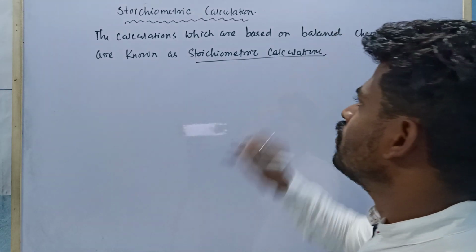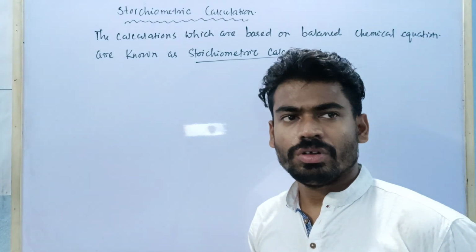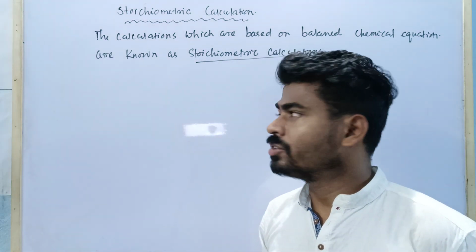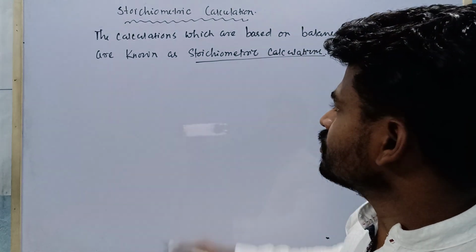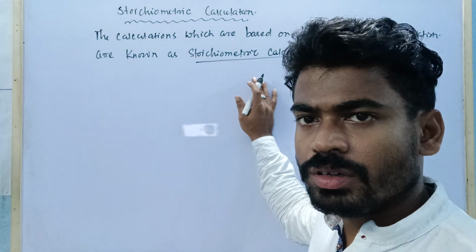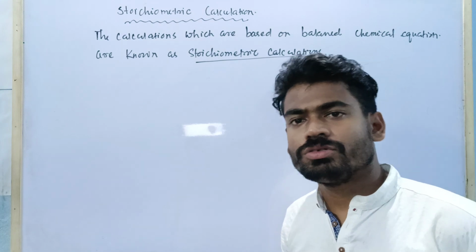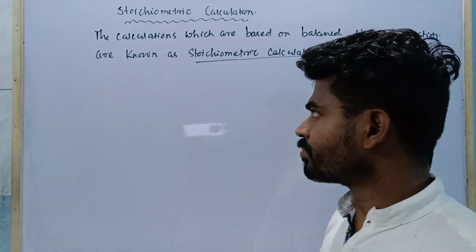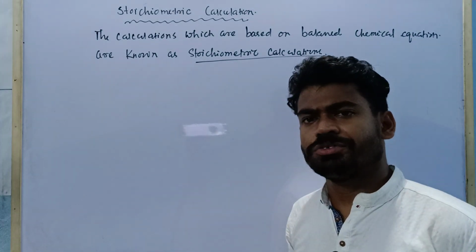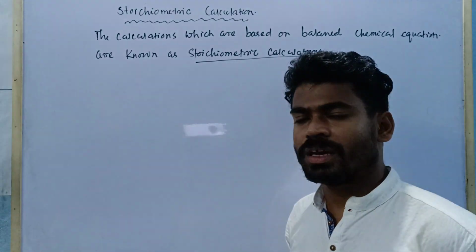So in a chemical reaction, the participating species are reactants and products. In such calculations, the key point is we have to write down the chemical equation for the chemical change, and that chemical equation should be balanced. That means the number of reacting molecules and all the constituting atoms should be same on both sides. That is your balanced chemical reaction.